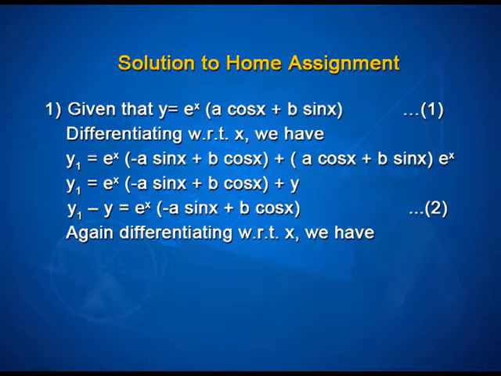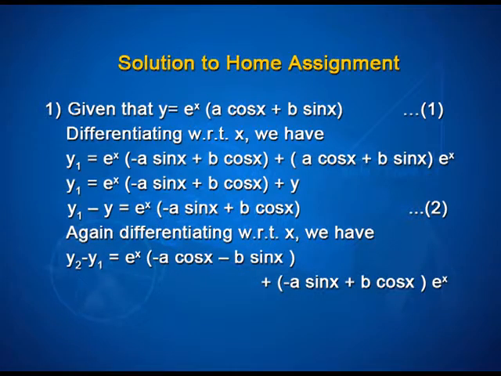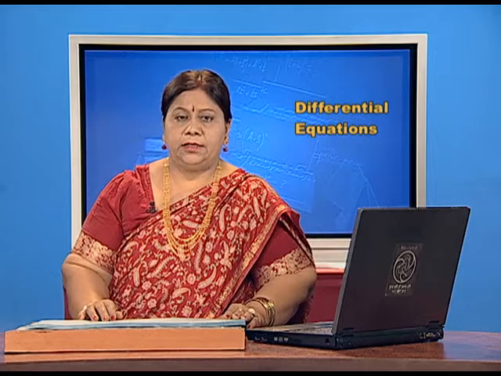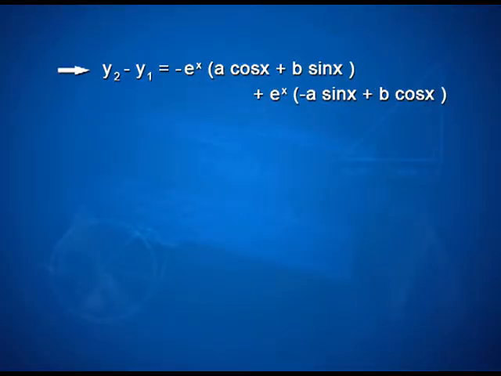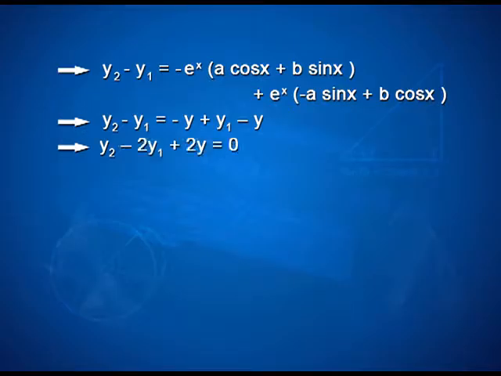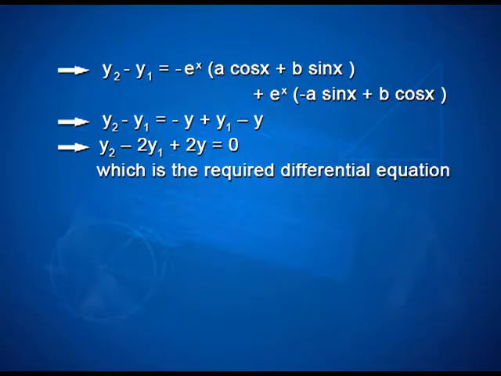Again, differentiating with respect to x, we have y2 minus y1 is equal to e to the power x into (minus a cos x minus b sin x) plus (minus a sin x plus b cos x) into e to the power x. This implies y2 minus y1 is equal to minus e to the power x (a cos x plus b sin x) plus e to the power x into (minus a sin x plus b cos x). This implies y2 minus y1 is equal to minus y plus (y1 minus y). This implies y2 minus 2y1 plus 2y is equal to 0, which is the required differential equation.